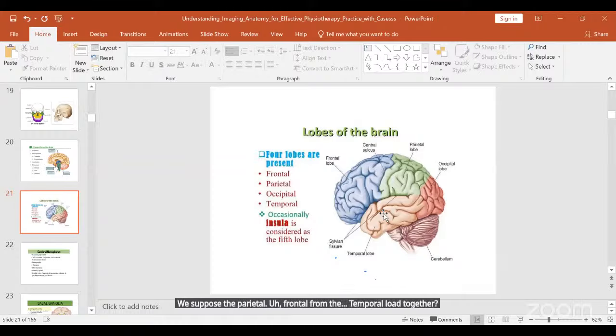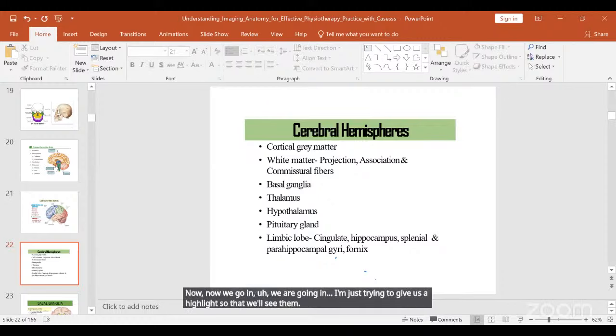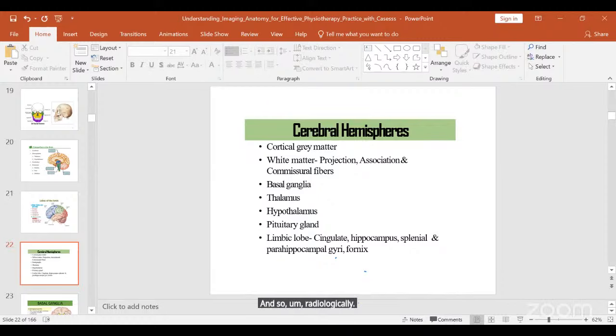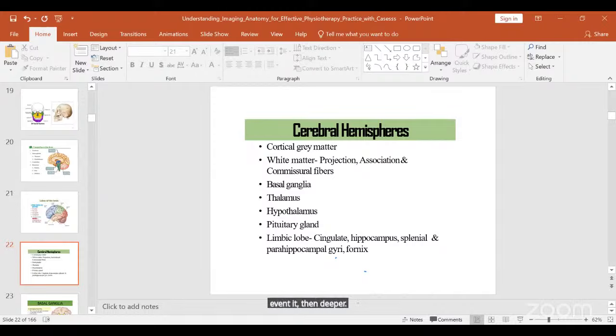Yes, sir. They're together. Now we go in. We are going in. I'm just trying to give us the highlights so that we'll see them radiologically. On the cerebral hemisphere, we know we have the cortical part of the brain, or the cerebrum, which chiefly has a gray matter appearance. Then deeper are the white matter structures.